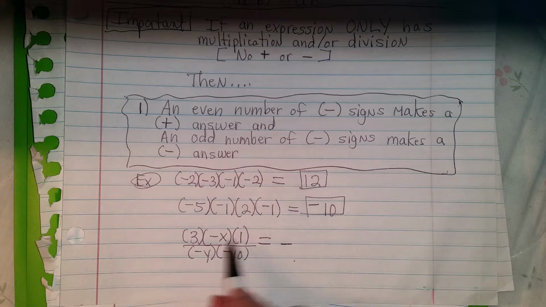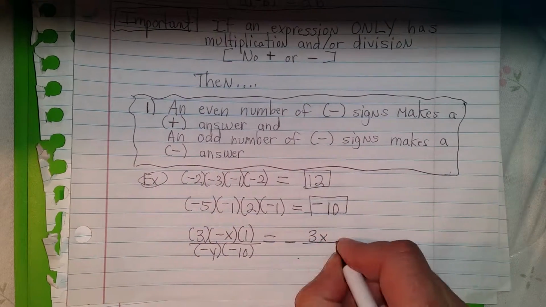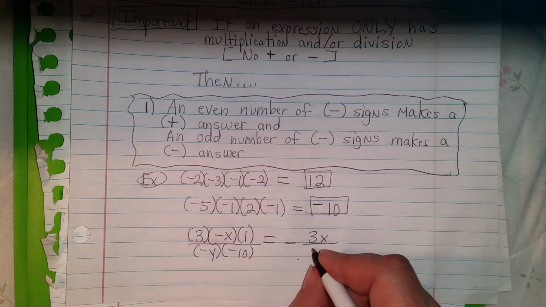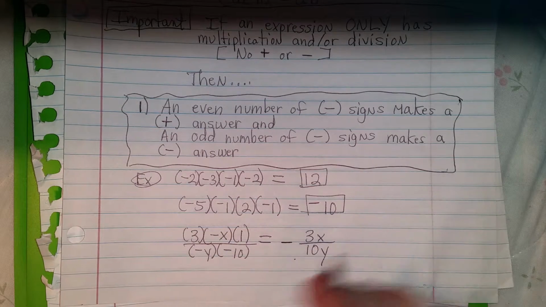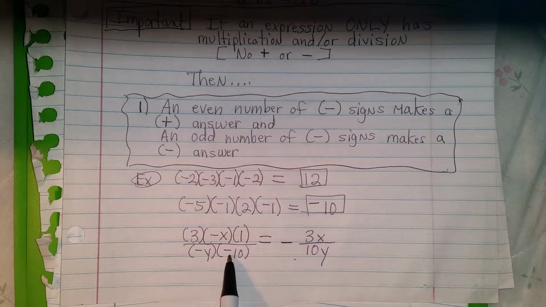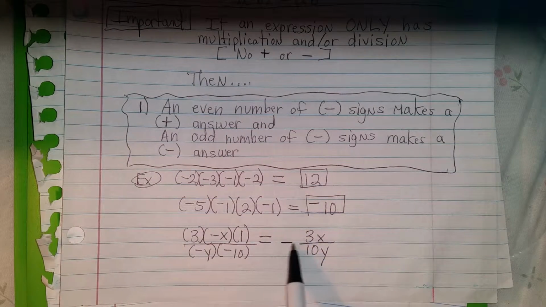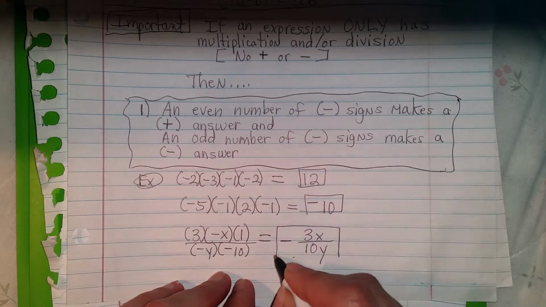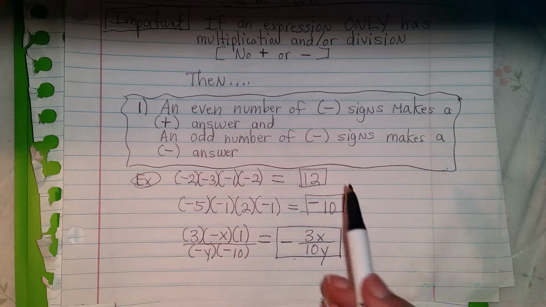Now on the top, I just get 3 times x, 3x. And on the bottom, I get y times 10, which is 10y. I can't simplify that any farther. So notice all the parentheses are gone, and the negative sign, I could have put it up here, out in front, or down below, but I usually like to put it out in front so it's a little more clear. All right, so that's part 1 of this rule.